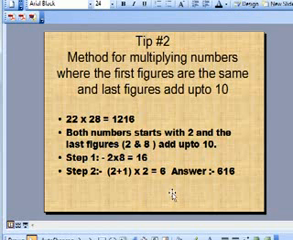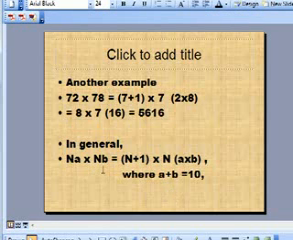That is what the second rule says. So in general, nA multiplied by nB is equal to n plus 1 into n, and the last figure will be A into B, where A, B, n are 1, 2, 3, etc., and the condition is A plus B should add up to 10.